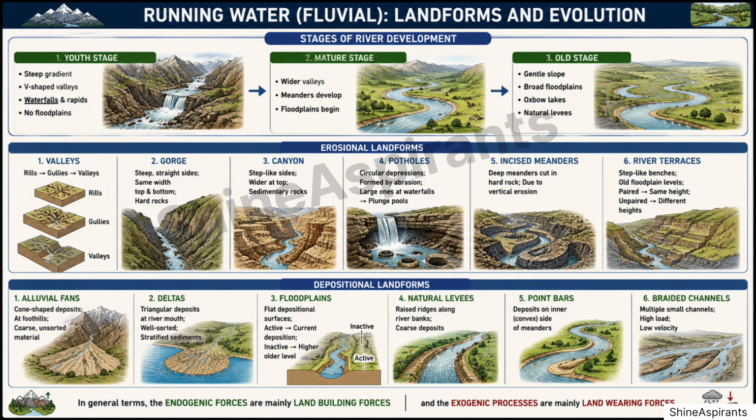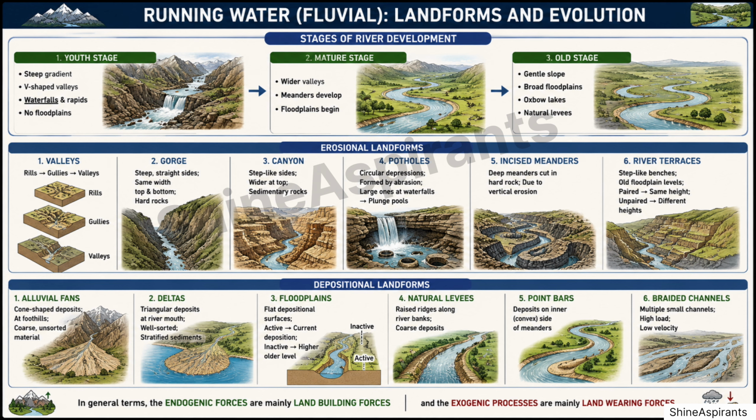Landforms and their evolution. A. Running water, fluvial landforms. Stages of river development. Youth stage: steep gradient, V-shaped valleys, waterfalls and rapids, no floodplains. Mature stage: wider valleys, meanders develop, floodplains begin. Old stage: gentle slope, broad floodplains, oxbow lakes, natural levees.